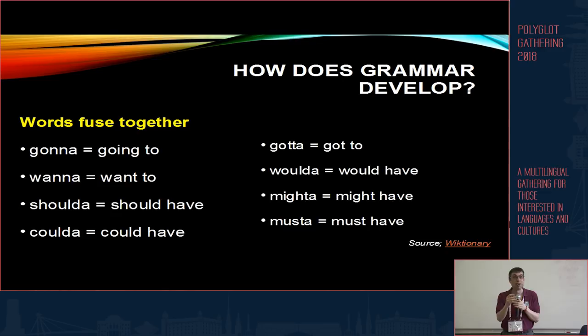And these are just some examples I thought of. You can see these could develop into new grammatical structures in the future. And eventually they may become part of the standard language.